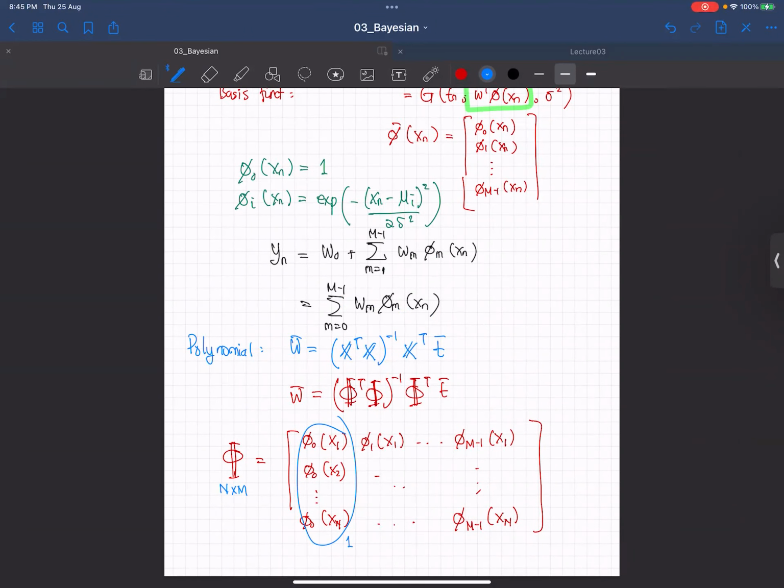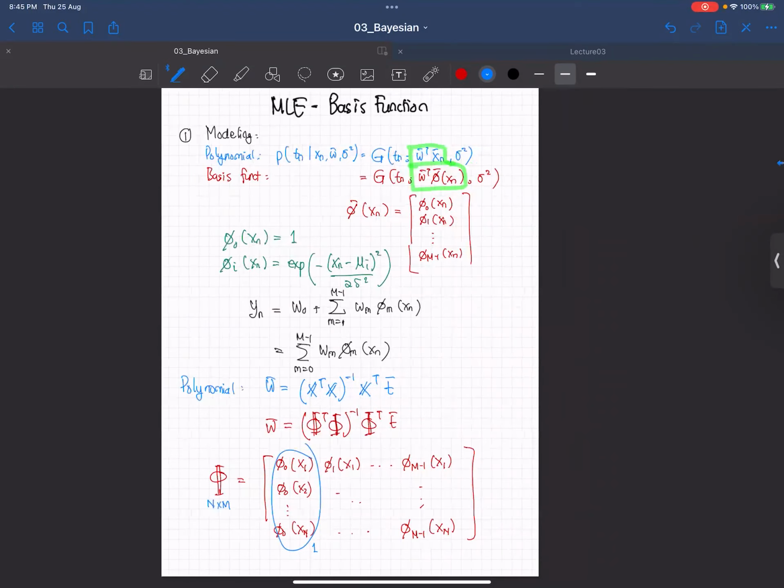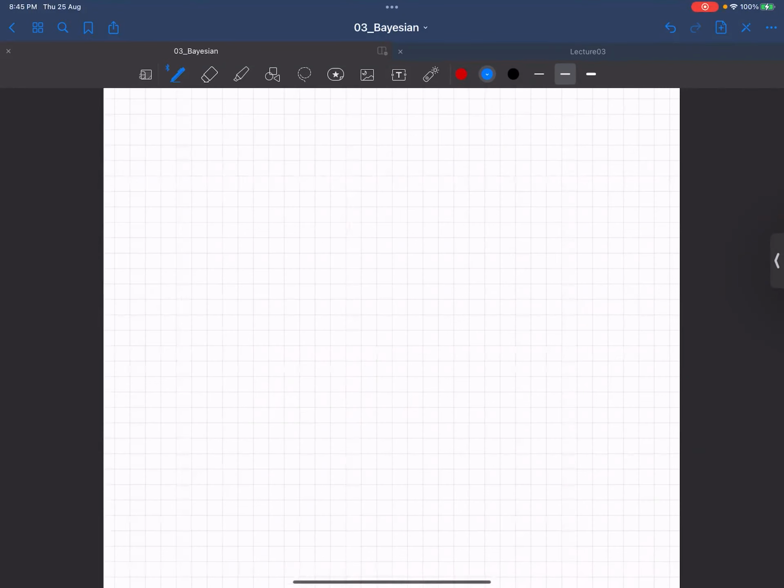Any questions? Okay, if there are no questions, that's all for basis function. Let's move on to the next subject, which is Gaussian distribution.